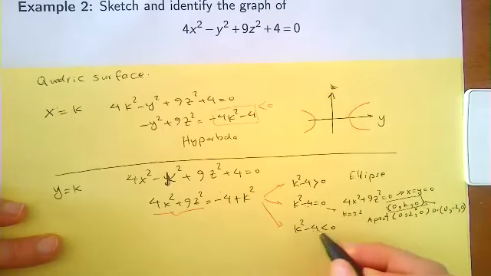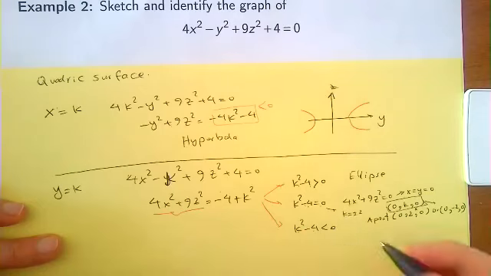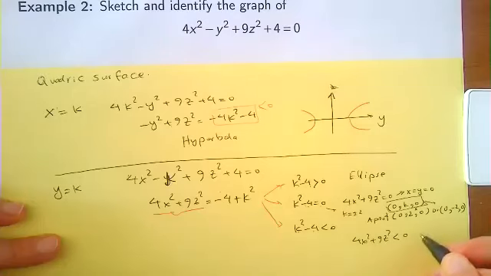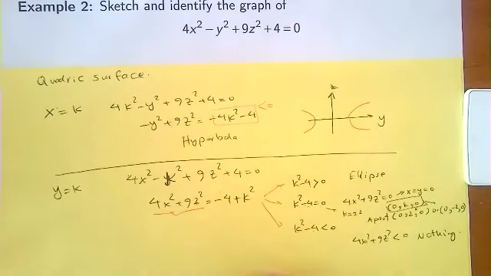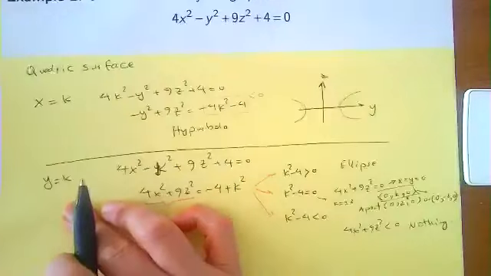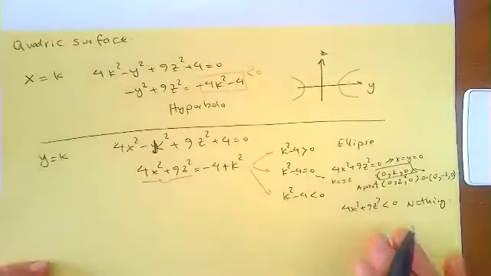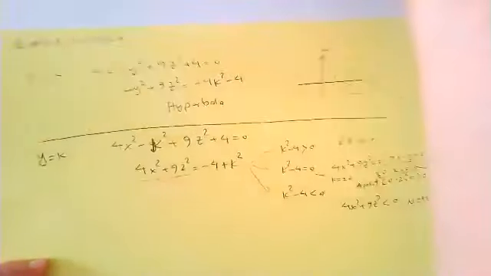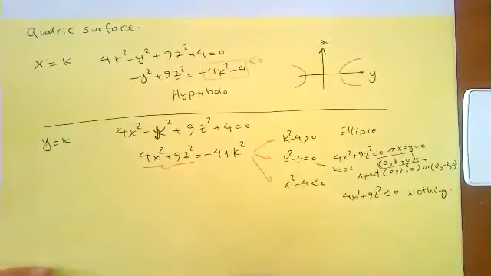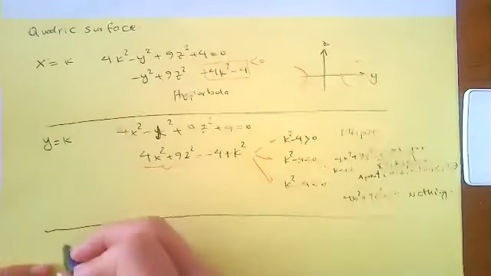This was a general shape, either that or that. Now, if k squared minus 4 is less than 0, I will have 4x squared plus 9z squared less than 0. Impossible, so nothing. So when y is equal to k, you get either an ellipse or a point, nothing else. Now let's do the last one.